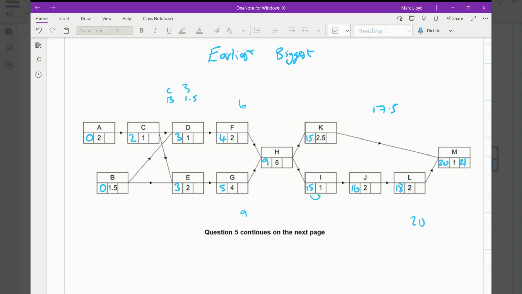And now my pen decides it doesn't want to write anymore. So I'm just going to pause the recording and come back again. Okay, we're back up and running.